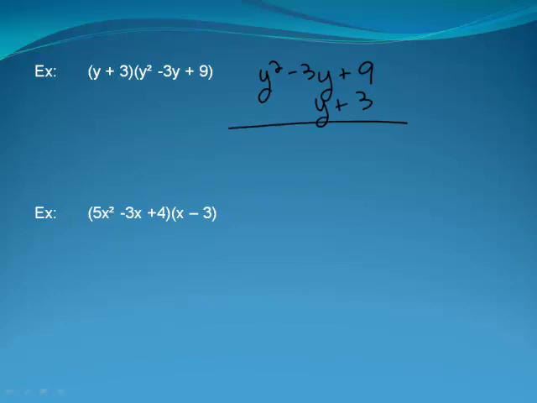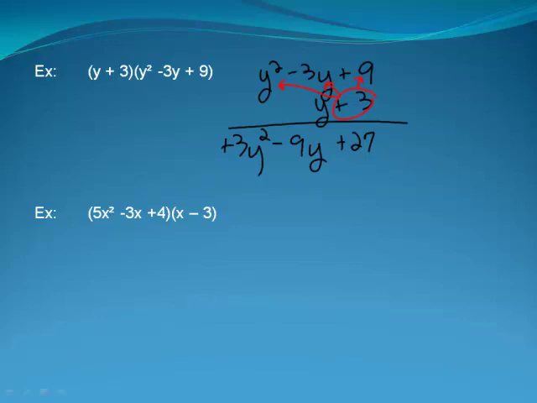Okay? And then I'm going to, like traditional multiplication, start on the lower right-hand side and multiply that positive 3 to everything above it. So positive 3 times positive 9 is a positive 27. Positive 3 times negative 3y is a negative 9y. And positive 3 times y squared is a positive 3y squared.